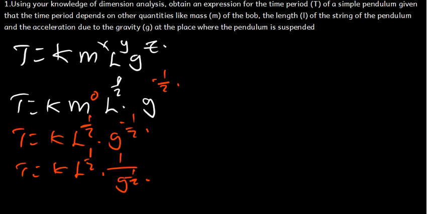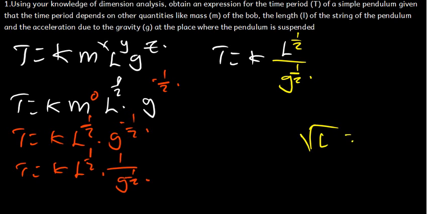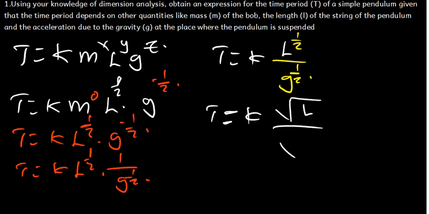We can say that this is going to give us t, k, and then we have L raised to the power half divided by G raised to the power half. So raised to the power half, if I have the square root of L, this is the same as L to the power half, meaning that I can put it in the square root and say that t is going to be equal to k the root of L divided by the root of G.